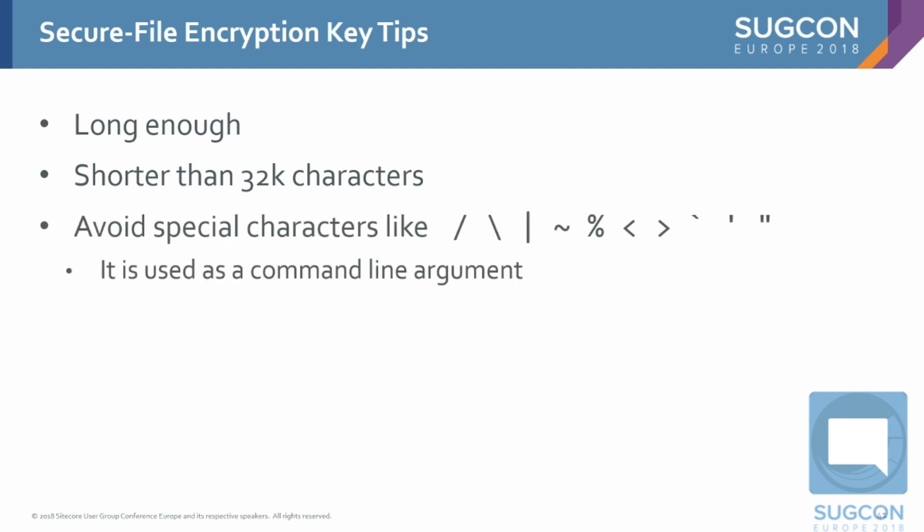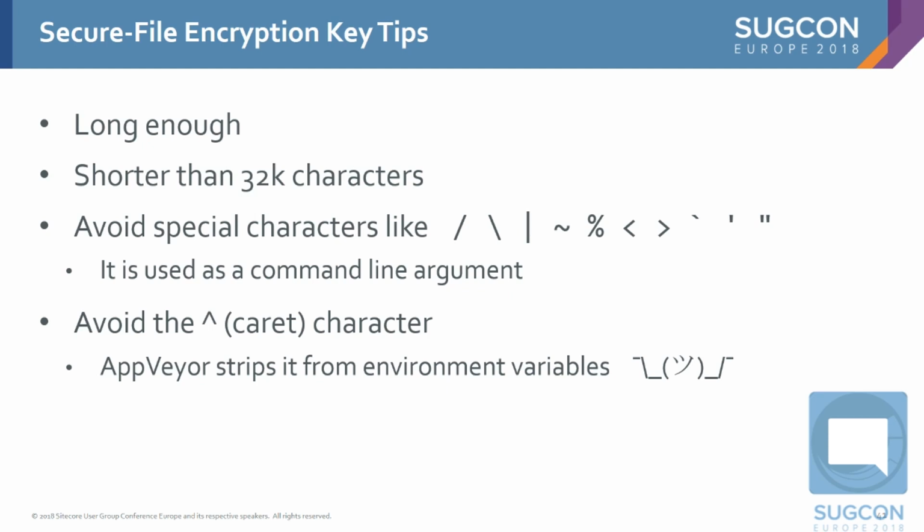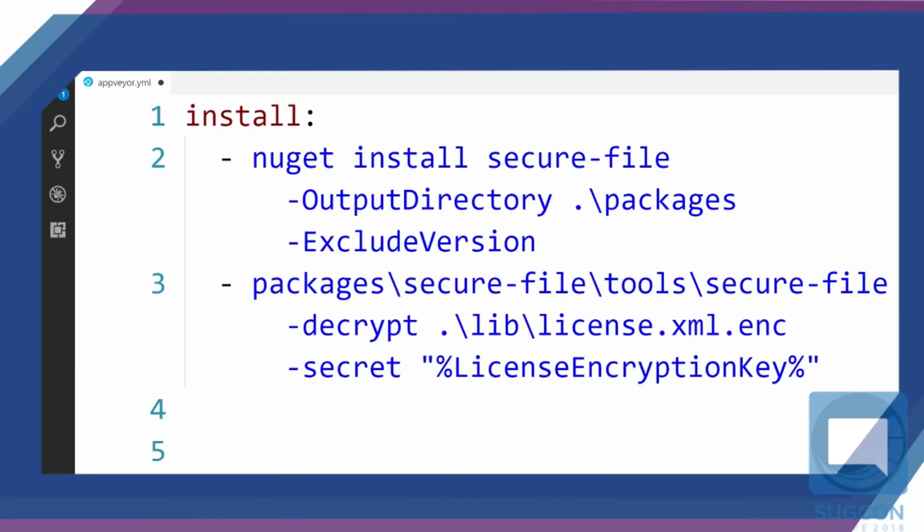Avoid some special characters because your key will be used in command lines or PowerShell scripts. So if there's some special things, it might end the string unexpectedly. And one character, for some reason, is removed by AppVeyor when you set it from the UI. So don't use it. I don't know.